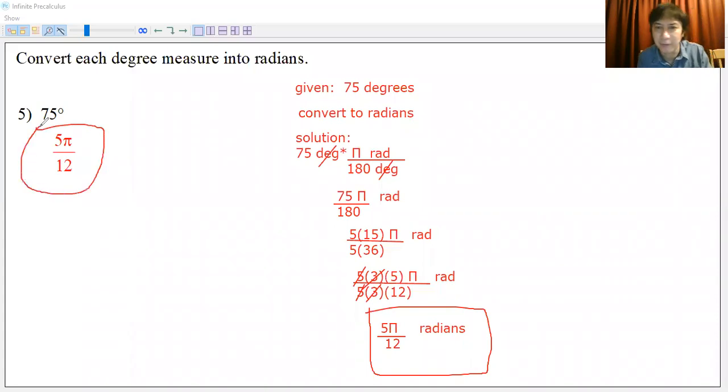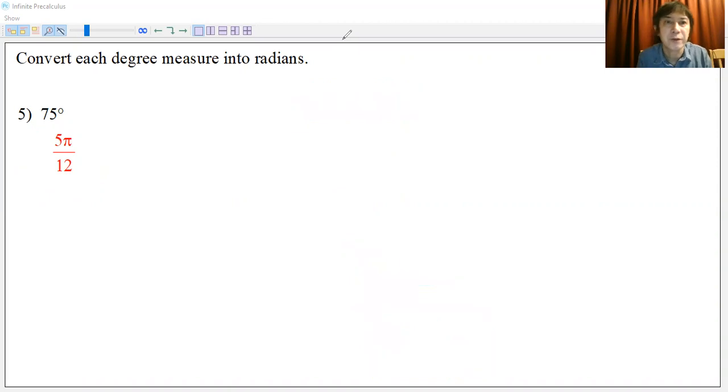All right, so let's continue with number 6. I think that will now be radians to degrees. So we're done with degrees to radians. All right, so let us continue. Number 6 now.